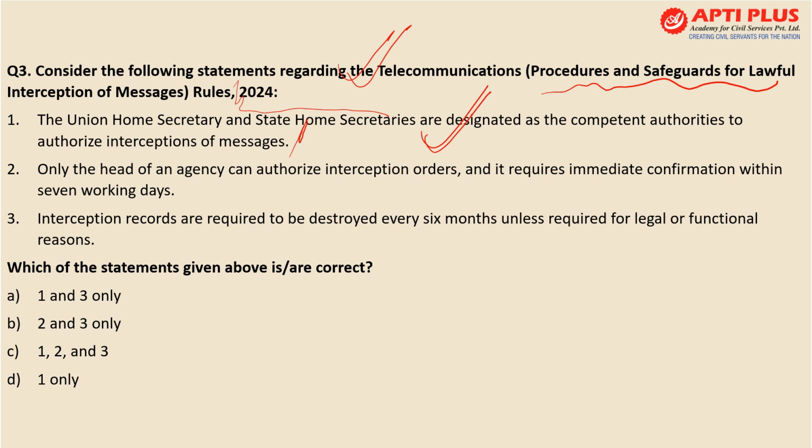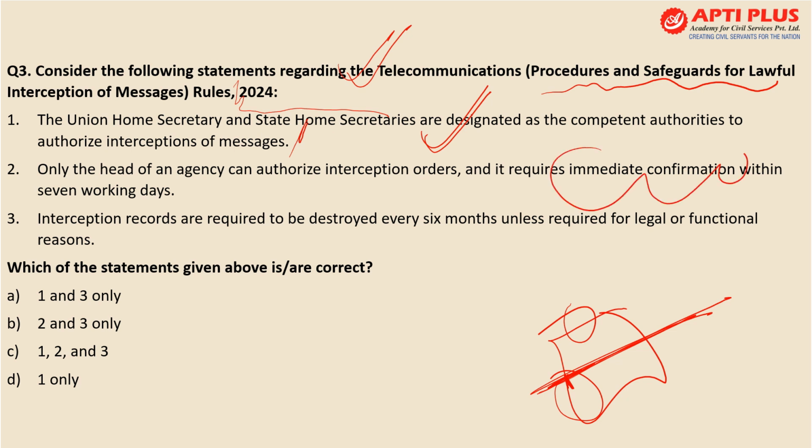Only the head of the agency can authorize the interception order, and it requires immediate confirmation within 7 working days. This statement is incorrect, as the rules provide certain flexibility, not just to the head of the agency, means कोई department है उसका head करेगा ये नहीं. If there is an emergency, if there is certain requirement of interception of messages, then even the field officer who is leading the team can also authorize such interceptions. And it is not necessary that immediate confirmation has to come before doing the interception.